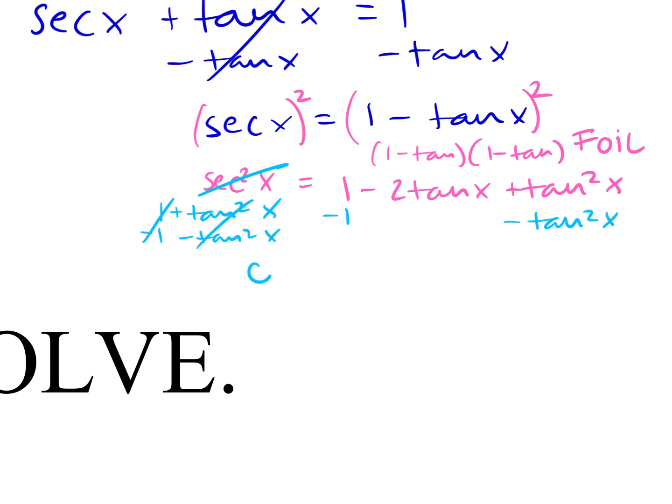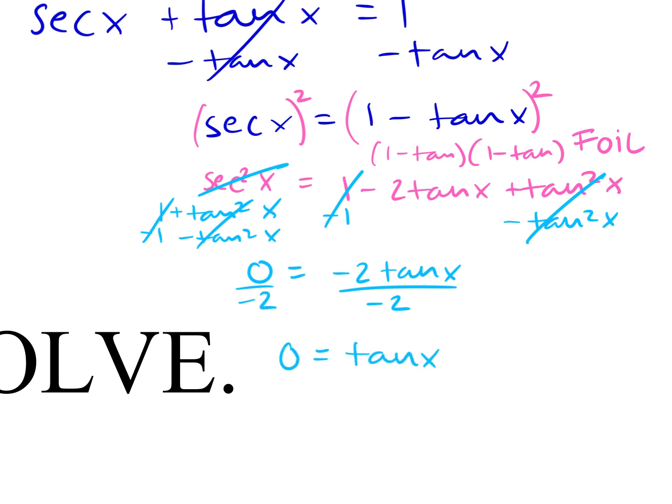So I'm left with nothing on the left side. 1 minus 1 cancels. So I have negative 2 tangent. And the tangent squareds cancel also. Tangent squared minus tangent squared cancels. What would I do next? Divide by negative 2. So 0 is equal to tangent. Tangent tells me I look at which value? The y over x. So I need to figure out where y over x is 0.